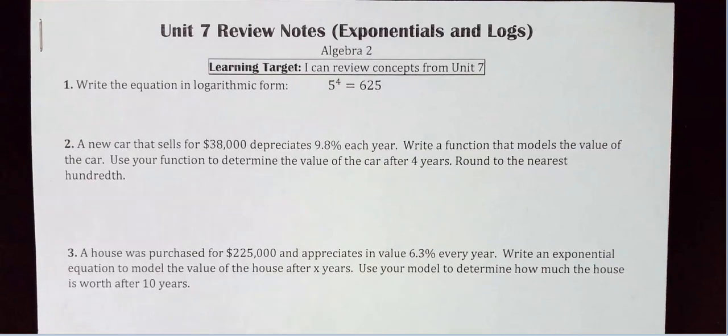From exponentials and logs. Okay, so the very first problem, this is going to ask you, this is an exponential form. So I've got 5 to the 4th equals 625, true statement. We're not solving anything here. We're just going to convert this to log form. Does anybody remember how to convert that, get rid of the exponential and convert that to a log? You remember doing this?